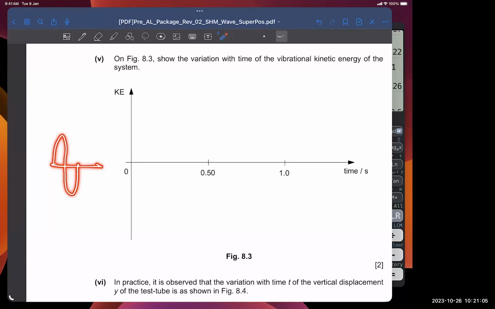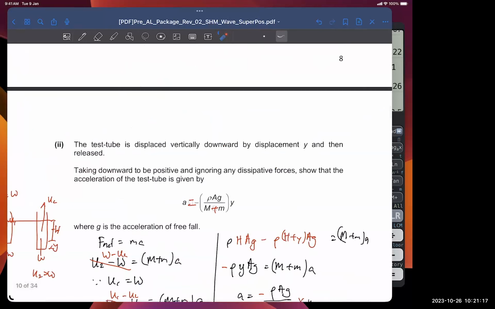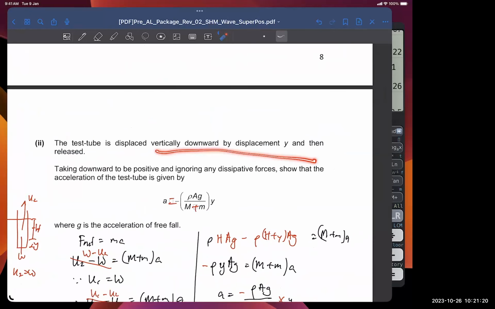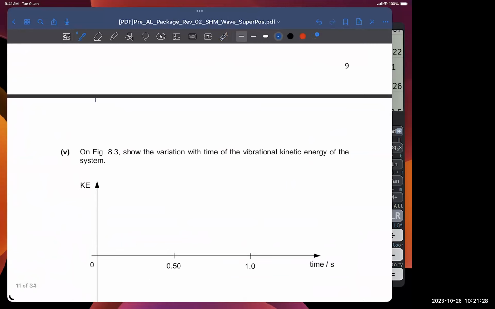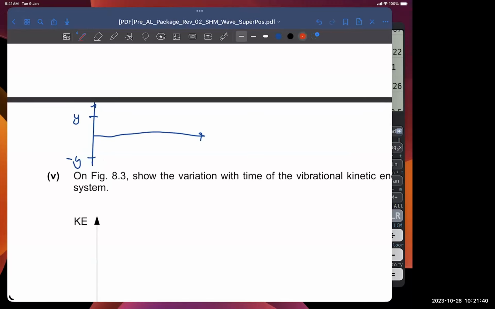Okay, but for questions like this, you need to ask yourself where you are starting from. The oscillation started from when you pushed it downwards by Y. So it's good to look at the graph of your displacement first. I'm just going to draw it very small here. So this is positive Y. This is negative Y. I pull it down first, so I start from here and go like that. This is 0.50. So I start from the negative amplitude because I pull down, I release, then it will go back to zero, then go up to maximum amplitude.